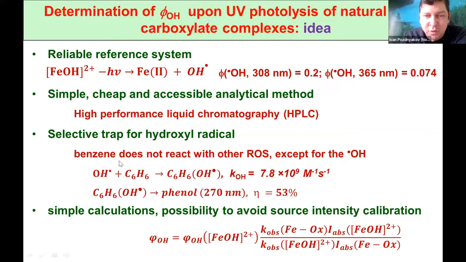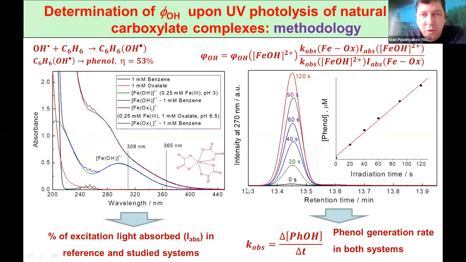And here benzene is a good choice because it reacts only with OH radical, not with azeros. And we can monitor by HPLC the conversion of the benzene to the phenol with rather good conversion percentage. And for sure, we need some more or less simple calculations. And it's better to avoid the step of calibration of intensity of the excitation source because usually it's quite a painful procedure. So how does it look now.